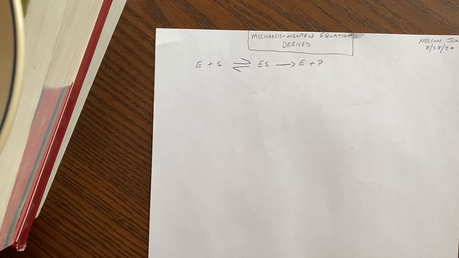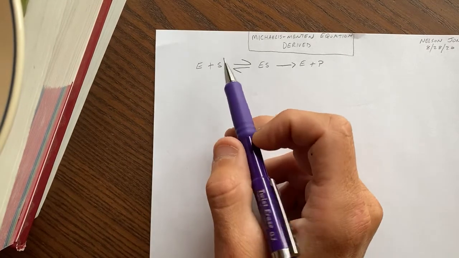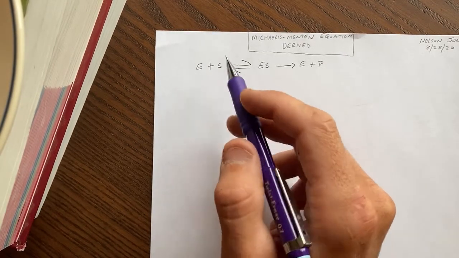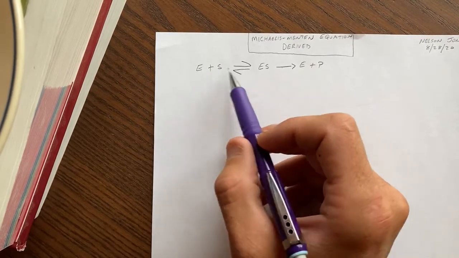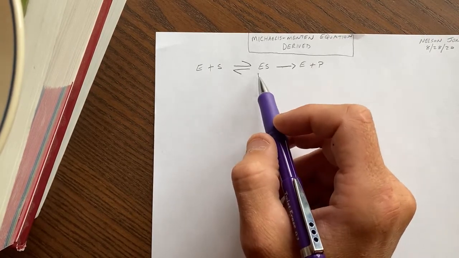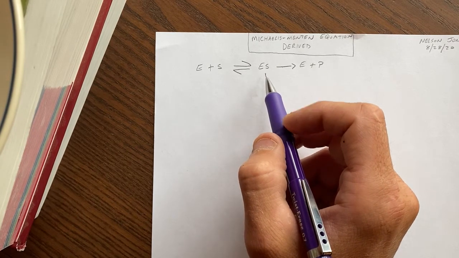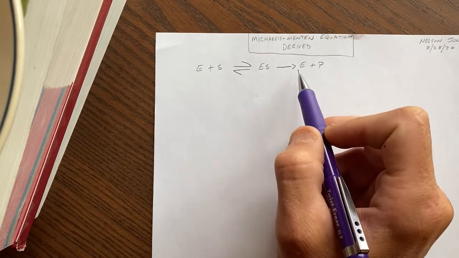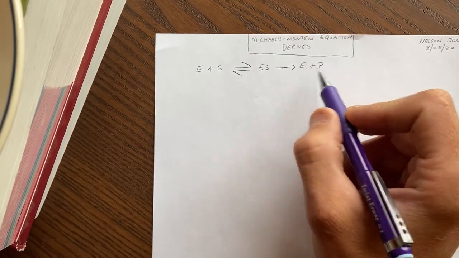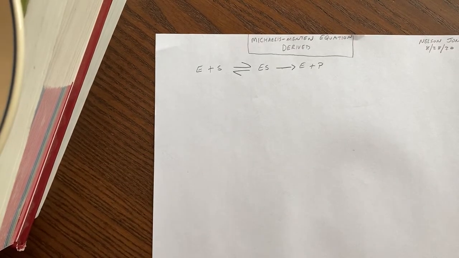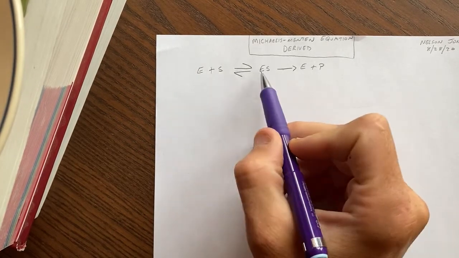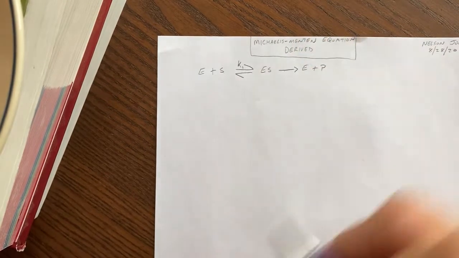So we're going to start with this general reaction that was given, and just to name what's in it, E is our enzyme, S is our substrate, and when our enzyme and substrate react together, we have the enzyme substrate complex, and then the enzyme substrate complex dissociates to form an enzyme and product. So we're going to denote the enzyme and substrate turning into the enzyme substrate complex as K1. So that's this turning into this on the top. That's going to be K1.